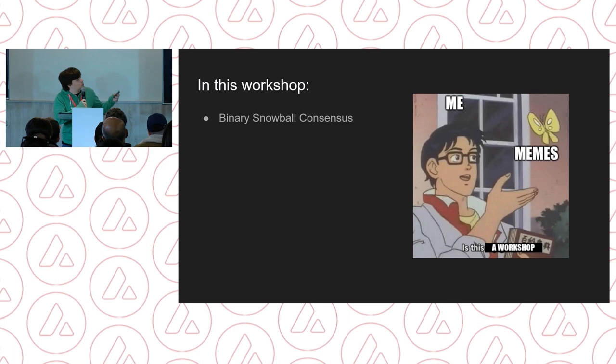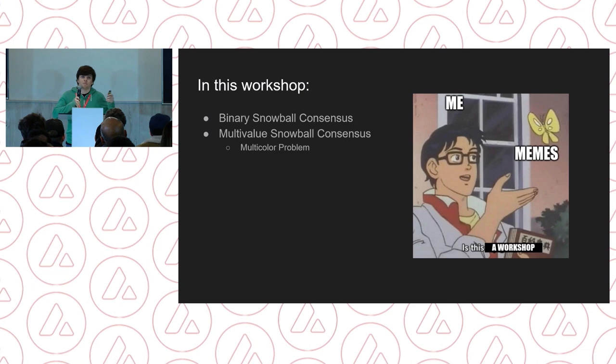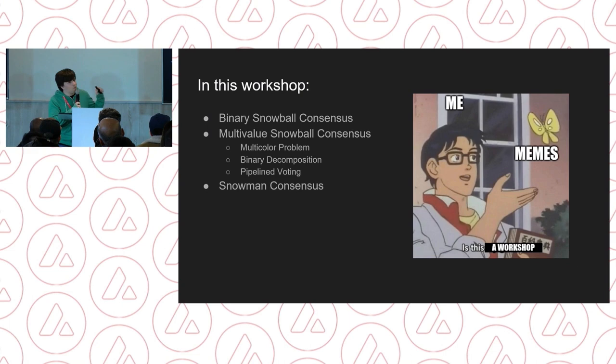We're going to be talking about binary snowball consensus. So this was actually talked about in the original Avalanche paper. We're going to then go over multivalue snowball consensus, different ways that can be approached, and some potential problems with naive implementations. We're going to talk about the multicolor problem, which people might not know about now, but I guarantee by the end you'll at least know the name. We're going to talk about binary decomposition for Snowball, pipelined voting, and then we're going to talk about Snowman consensus at the end. And hopefully, we'll have enough time to talk about some Oracle properties of Snowball, which is a unique property of Snowball consensus that most consensus mechanisms don't provide.